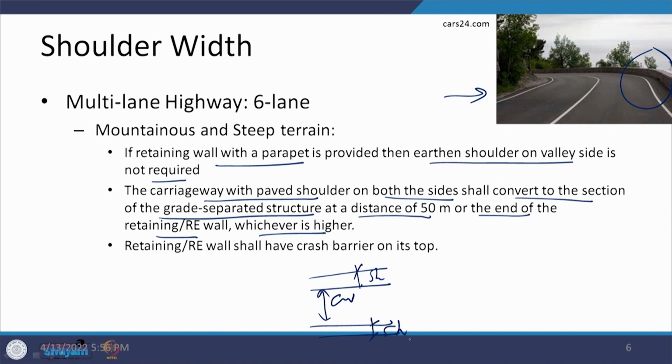Now, when you are coming to a grade separated structure, it may not have the earthen shoulder. There may be a possibility of providing a paved shoulder, subject to having that much space. So, if our section is going to be like this, in the case of a grade separated structure, then we have to converge to the section of the grade separated structure 50 meters before the start of that.